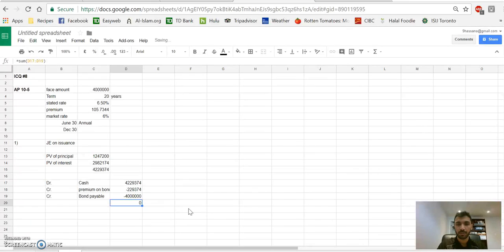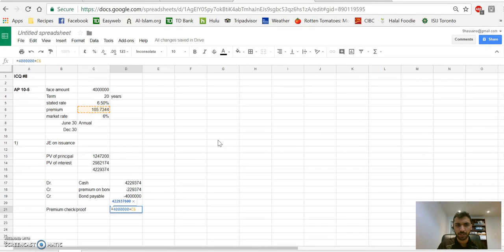All right, wonderful. So now if we look back and we come back to that initial piece, we said that this premium amount of 105.7344, we are not using it. But if you were to try and use it, you could use it to double check that your answer is correct. So if we were to do a premium check or a proof, what you would do is you take the 4 million times the 105.7344, which is a premium percentage, and you calculate that.